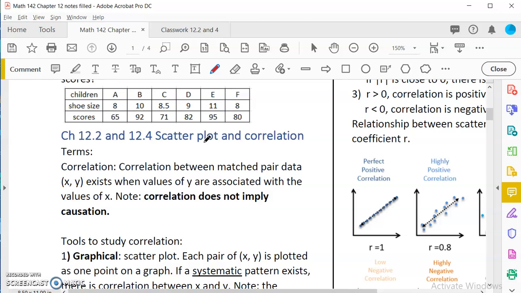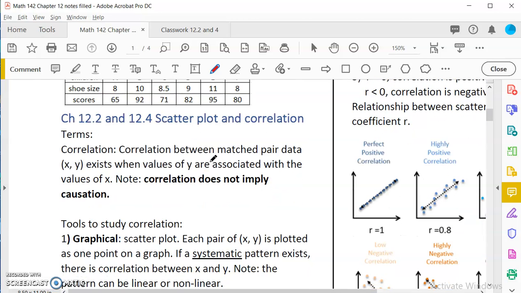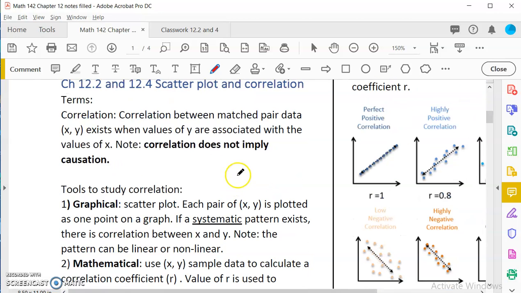The approach to study correlation is twofold. It is not A or B. We would use graphical as well as mathematical approaches. They are not mutually exclusive; you actually use both.